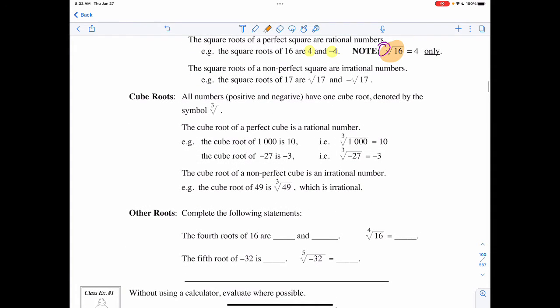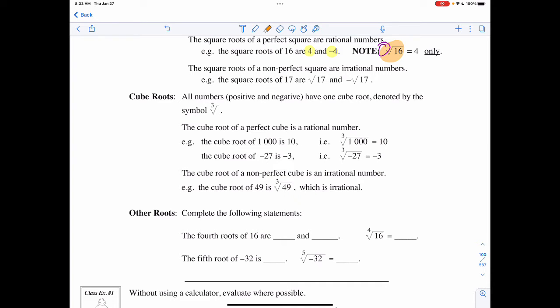When we're talking about cube roots, all numbers, positive and negative, can only have one possible cube root. So a negative times a negative times a negative is going to be a negative. A positive times a positive times a positive is going to be a positive. So there's only one possibility. It's only with the even indexes that we're going to have multiple possibilities.